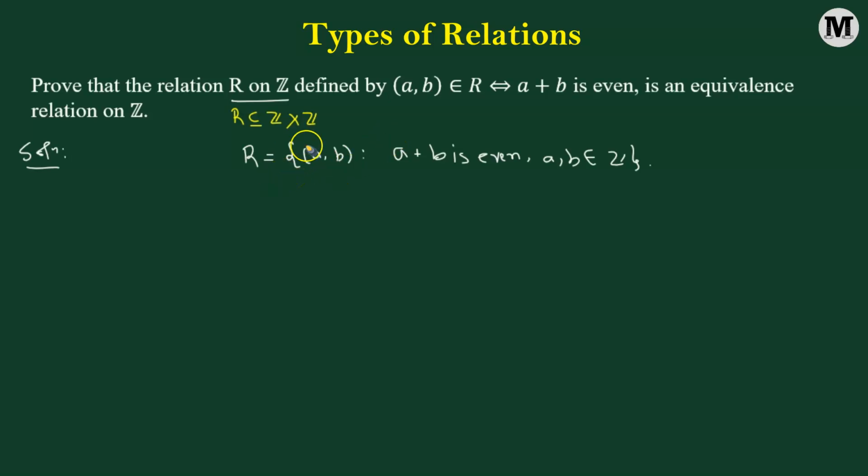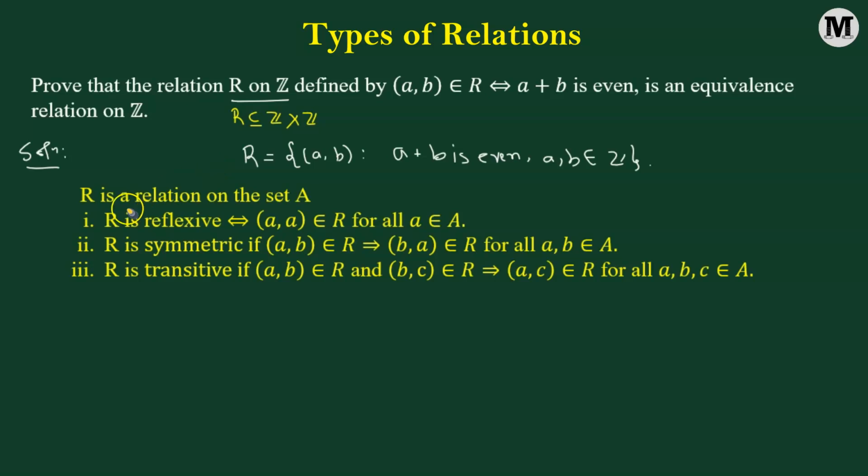Now, any relation R is said to be an equivalence relation if it is reflexive, symmetric, and transitive. So let's quickly go through the definition of each of them. If R is a relation on the set A, then R is going to be reflexive if and only if the ordered pair (a, a) belongs to R for all a belonging to the set A. Number 2, R is going to be symmetric if (a, b) belonging to R implies that (b, a) also belongs to R, for all a, b belonging to the set A.